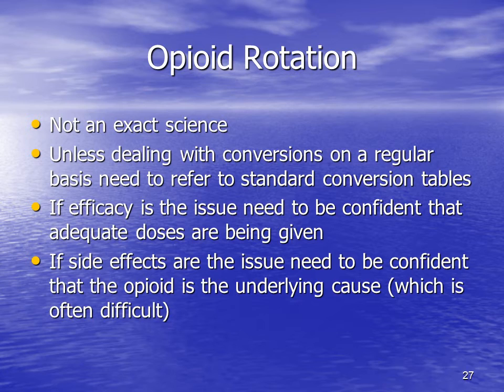Side effects. If side effects are the issue, you need to be confident the opioid is the underlying cause, which is often difficult. Morphine often gets blamed for a lot of things. If someone's on morphine and they have a hallucination, then it's the morphine. If they have a nightmare, it's the morphine that causes it. If they have myoclonus, it's the morphine that causes it. It often is, I suppose, but it may not always be. And so, sometimes it's better to wait a little, perhaps try and treat the side effect if you can. But I guess these days, because we've got the choice, it's often easier to swap them to something else.